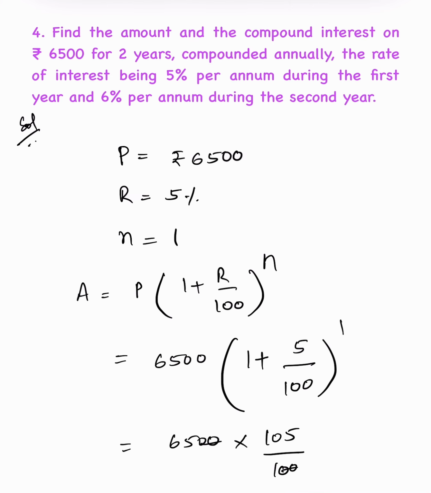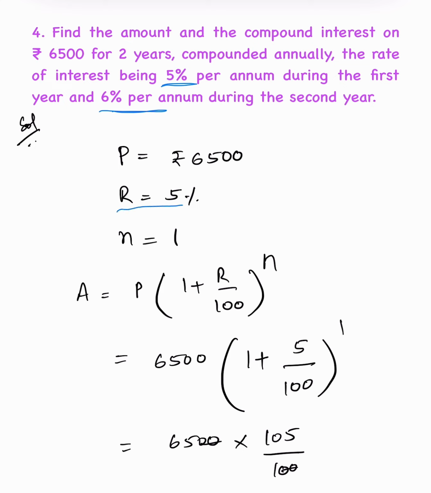Find the amount and the compound interest on rupees 6,500 for 2 years compounded annually. The rate of interest being 5% per annum during the first year and 6% per annum during the second year. Here we should not directly apply the value of N as 2 because the principal is 6,500 rupees and the rate of interest is changing. For the first year, it is 5%. For the second year, it is 6%.